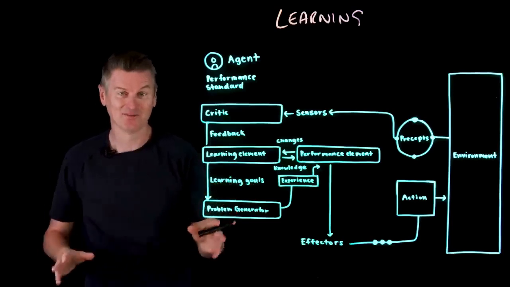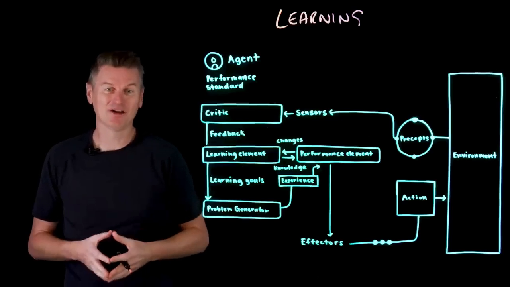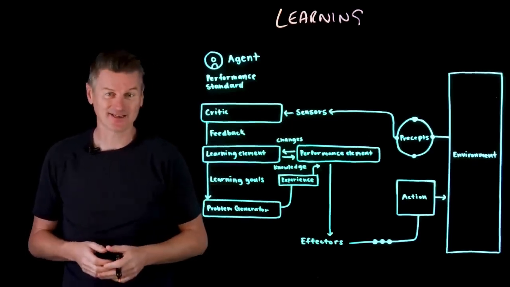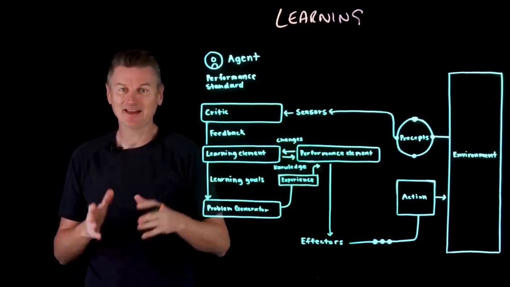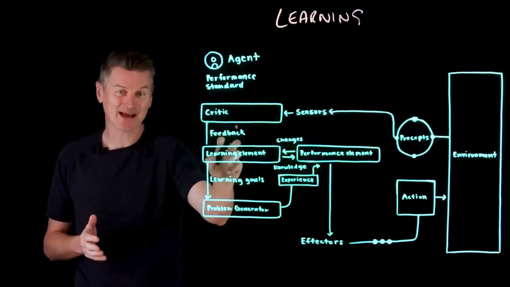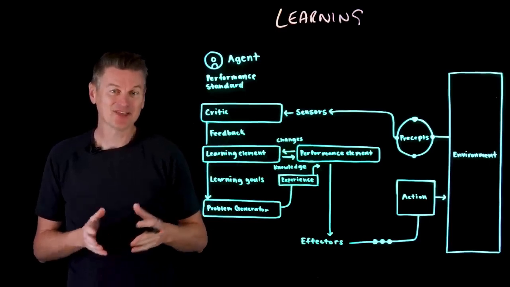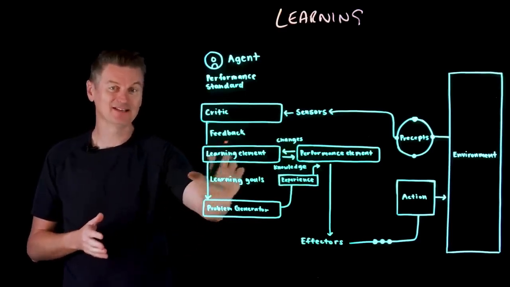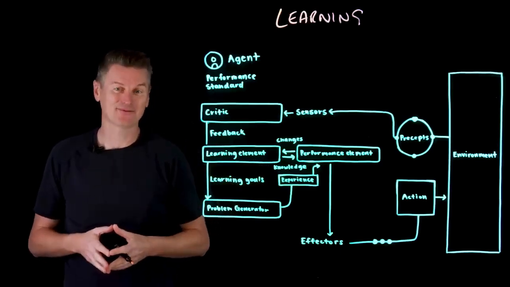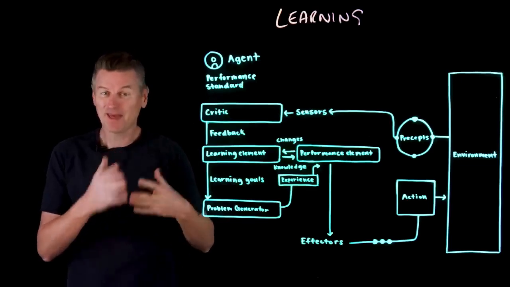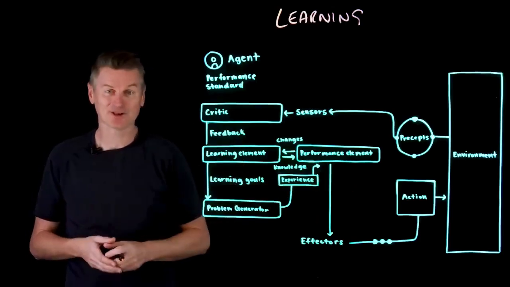So how does it work? Well, there's a critic component, and that observes the outcome of an agent's actions via the sensors, and it compares them to a performance standard. Now that gives us a numerical feedback signal that's often called a reward in reinforcement learning. And this reward is then passed to a learning element that updates the agent's knowledge using the feedback from the critic. Its job here is to improve the agent's mapping from states all the way through to actions.